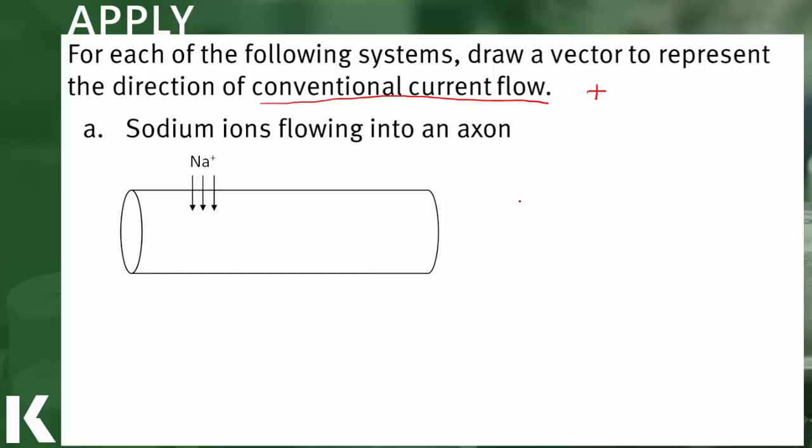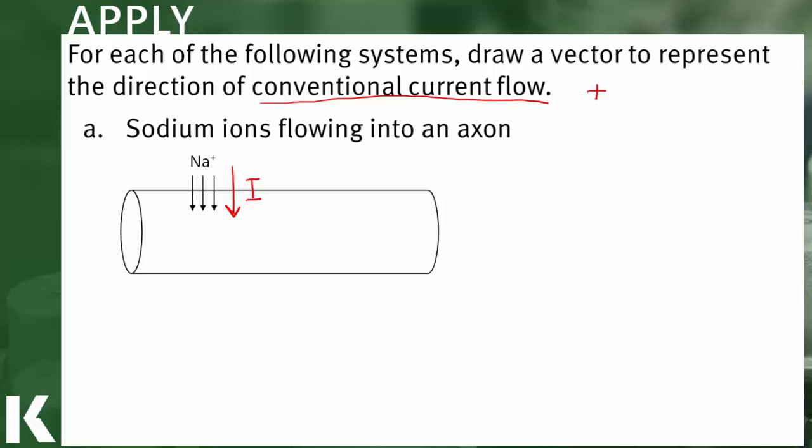So classic example from biology, sodium ions flowing into an axon. An axon, if you're not aware, is part of the neuron and allows us to send electrochemical signals throughout our body. As part of that signal, we have ions flowing in and out of that axon. So since the sodium ions are flowing in, that is the direction of positive charge flow. So the current vector would look like this.